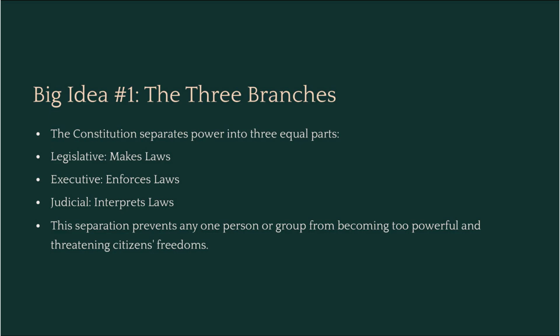The Constitution's first big idea for limiting power is called separation of powers. The founders didn't want one person or group to have all the power, so they split the federal government's job into 3 equal parts, or branches. The legislative branch is Congress, and their job is to make the laws. The executive branch is the president, and their job is to enforce or carry out the laws. Then the judicial branch is the Supreme Court and other courts, and their job is to interpret the laws and the Constitution. Each branch has its own distinct job, and they are supposed to stay in their own lanes.